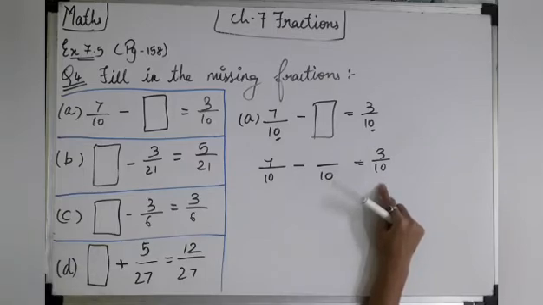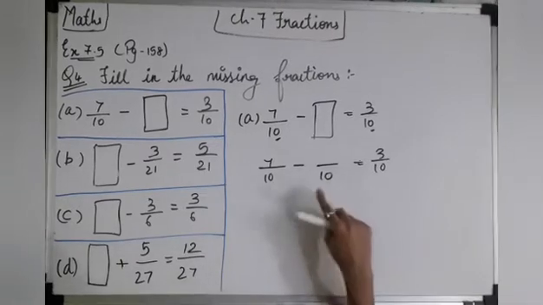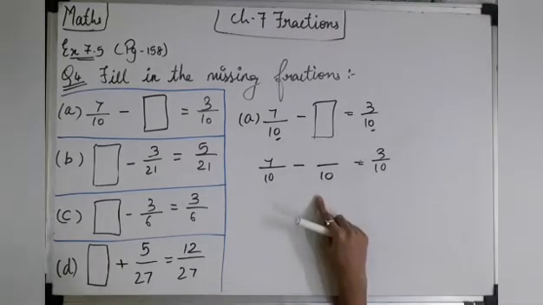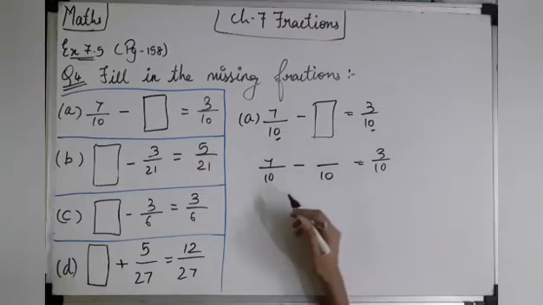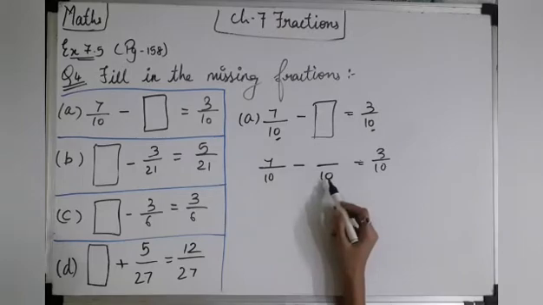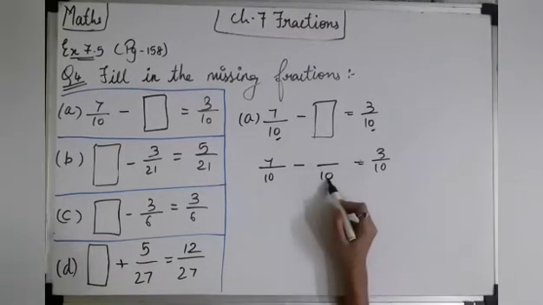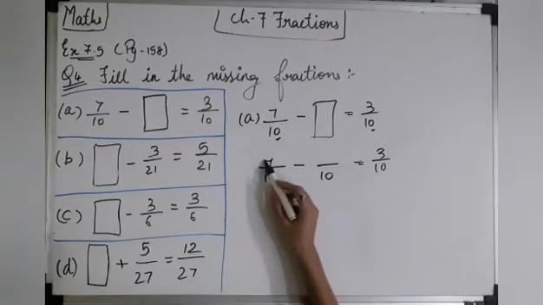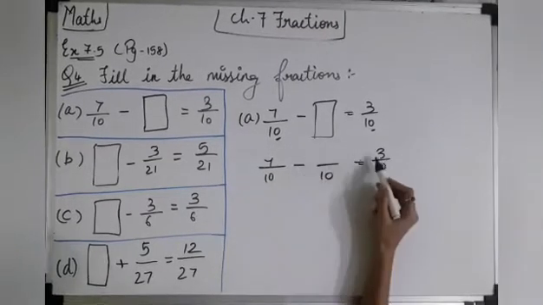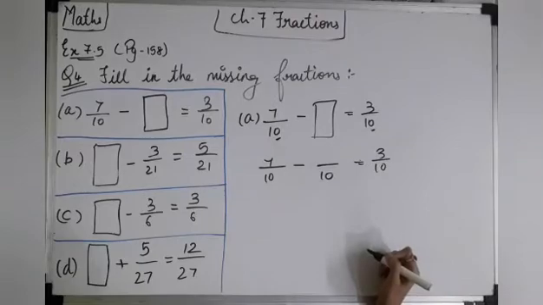And if the denominators are not the same, we try to convert them into equal denominators, into like fractions, and then we put it in the answer, right? So here the denominators are the same, so we put 10 here. So 7 minus dash equals 3. So how will you find this?